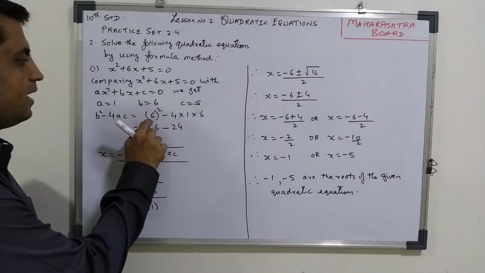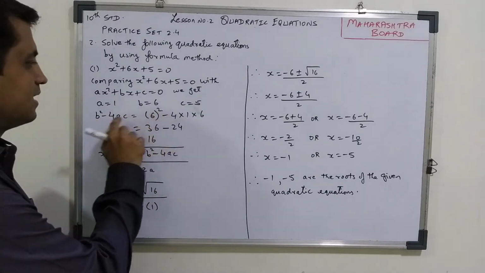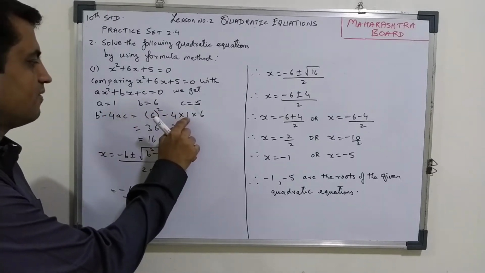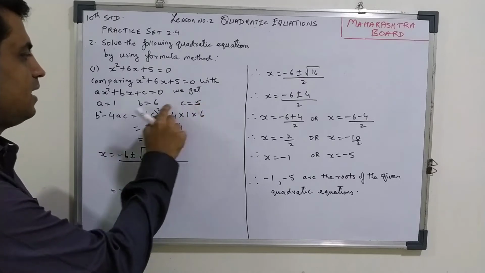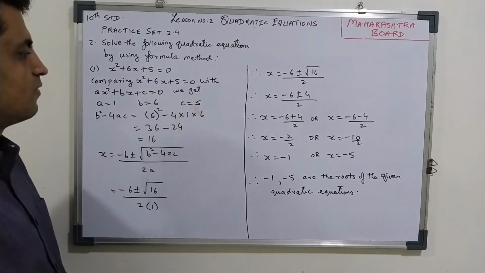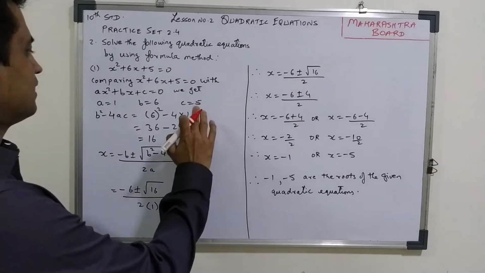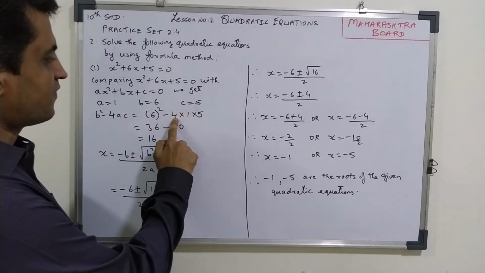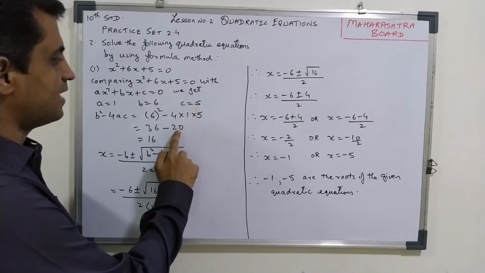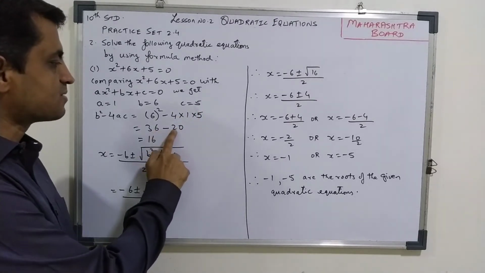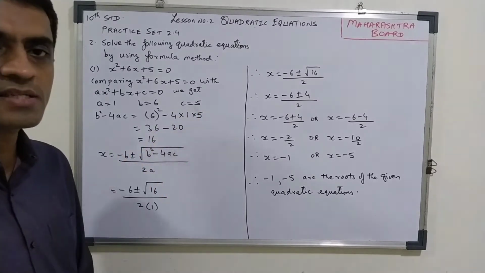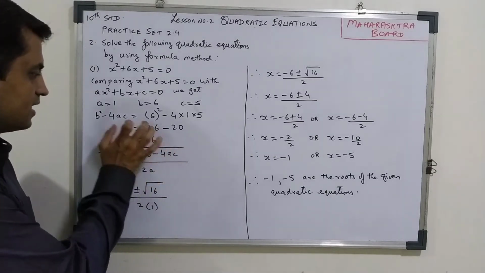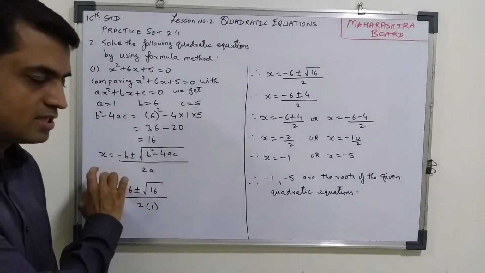Now what is our b? 6 square minus 4. What is our a? 1. What is our c? 5. So we will get, there is a mistake I have done. So we got 4 into 1 into 5, that is 20. So 36 minus 20 is how much? 16. Now why do we solve this part? Because we are going to use it in the formula.